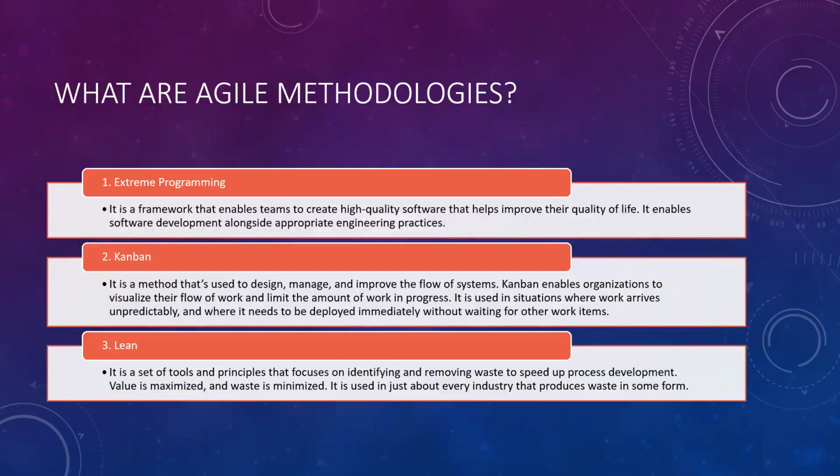But in the first release, we have completed only 8 items. And in the second release, we have to complete 10 items plus the items which remained from the first release. So altogether, we have to complete 12 items in the second release. So Kanban is not defined in terms of time. Here the definition says it's a method used to design, manage, and improve the flow of systems. Kanban enables organizations to visualize their flow of work and the amount of work in progress. It is used in situations where work arrives unpredictably.